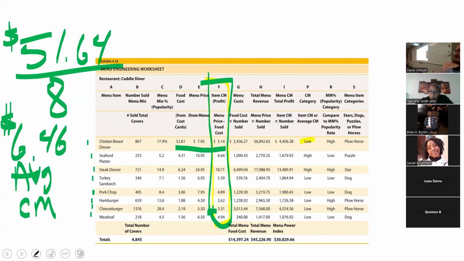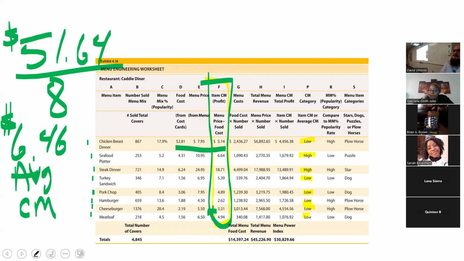I'm going to compare every single item. So is $6.64 higher or lower than my average? Higher. Okay. So now you can start seeing how we build out our chart: 18.71 is higher than 6.46. 5.39 is lower than 6.46. So we're going to compare each item's menu contribution margin to the average contribution margin.